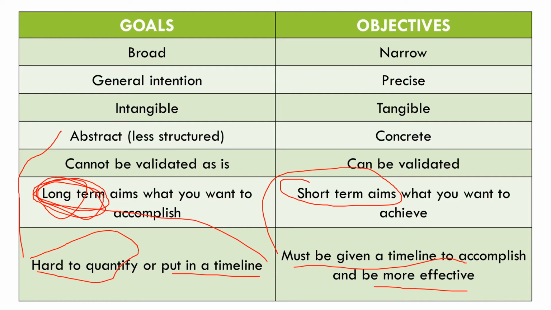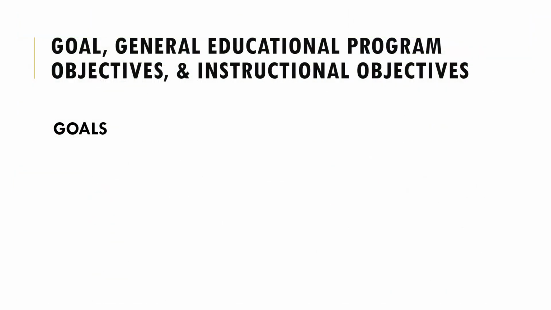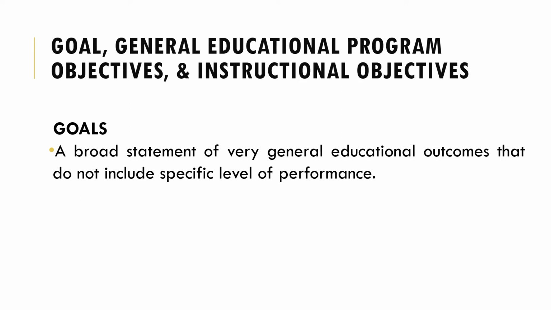Next is the term goal. We also have general program objectives, and instructional objectives. What again are the differences of these terms? When we say goals, they are a broad statement of very general educational outcomes that do not include a specific level of performance.